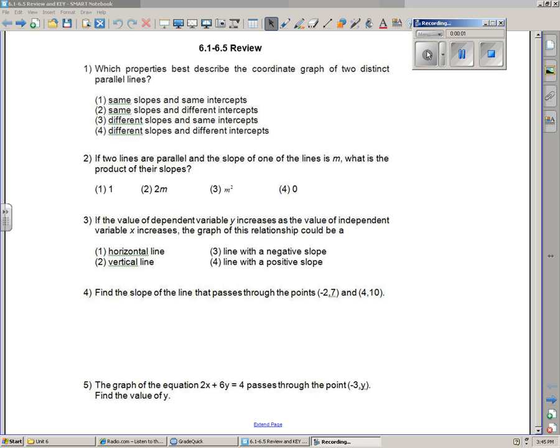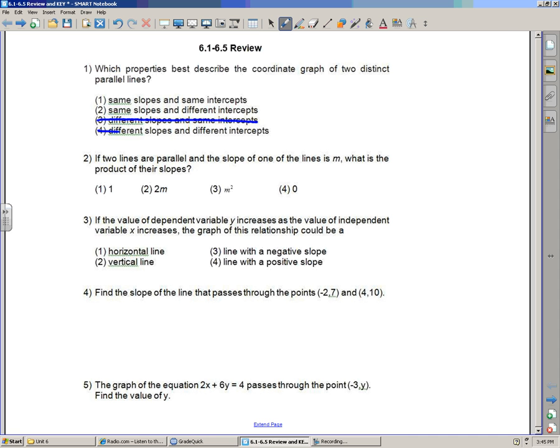Okay, so we will do the answer key to the review sheet for the quiz for tomorrow. So what property best describes the coordinate graph of two distinct parallel lines? Well, parallel lines always have to have the same slopes. So for that reason, we know we can get rid of 3 and 4. But now we've got a choice of having same slopes and same intercepts or same slopes and different intercepts. We want two distinct parallel lines, so we want different intercepts, so we don't have the same exact line. So that would be choice 2.